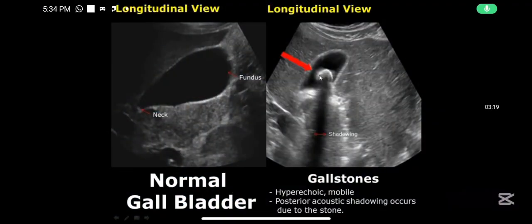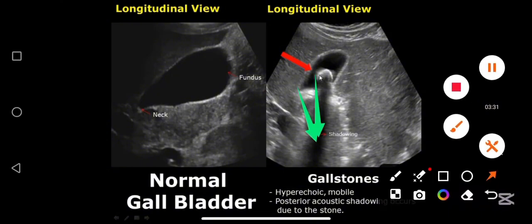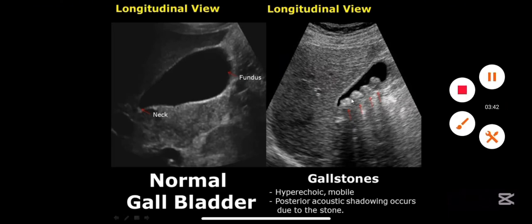Next one is the gallstone. Gallstones appear as hyperechoic structures inside the gallbladder, and they will produce posterior acoustic shadowing. In this image, there are 4 gallstones and each one is producing its own shadow posteriorly. Here are the shadows.